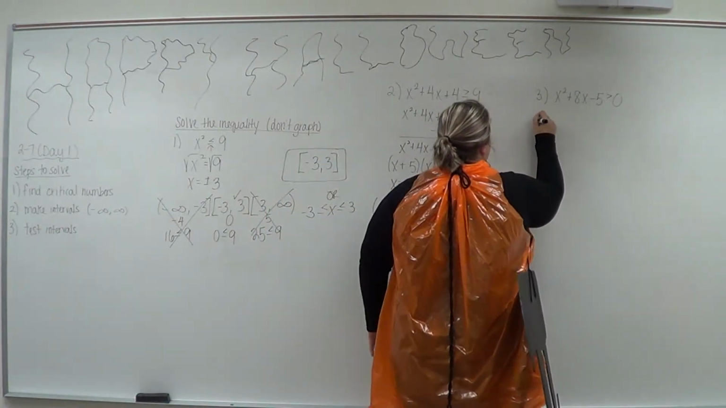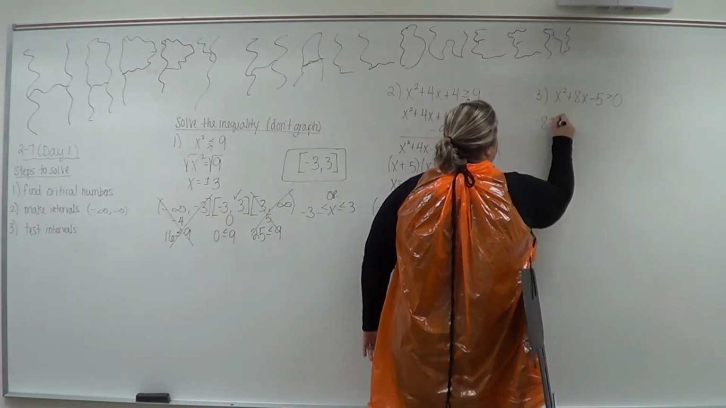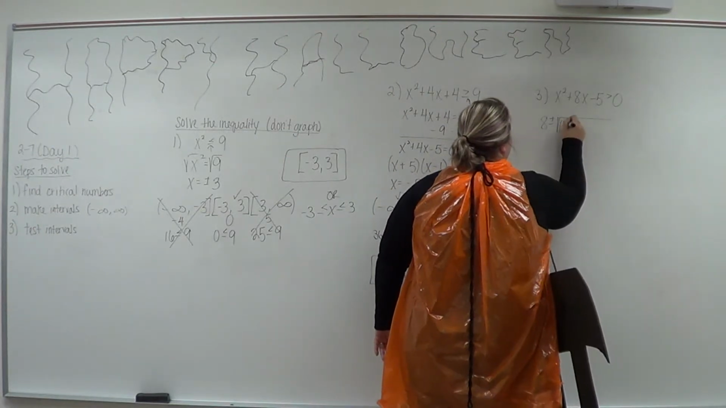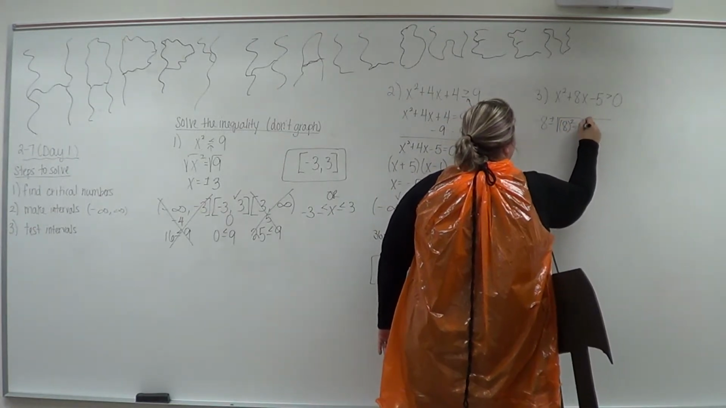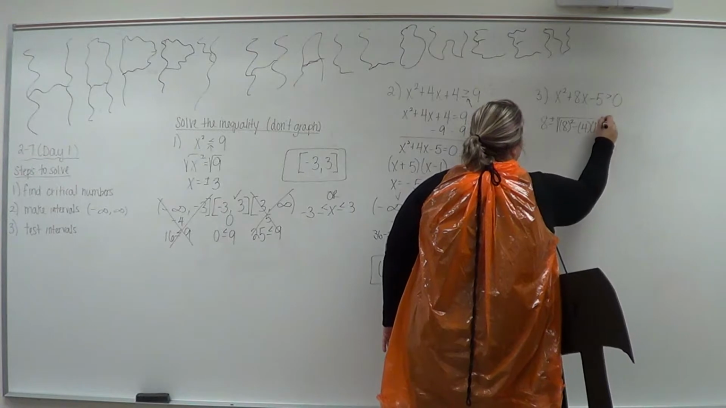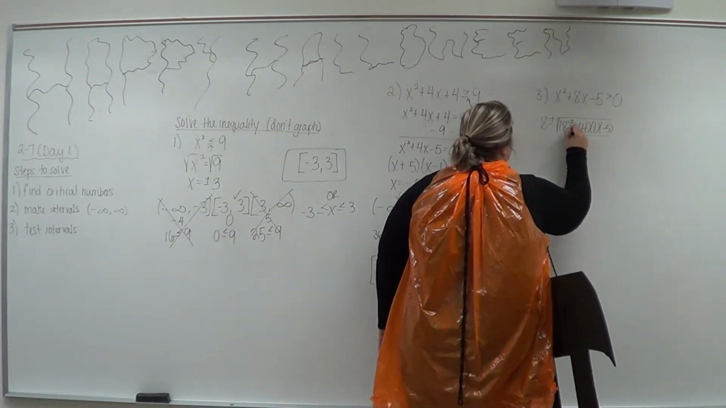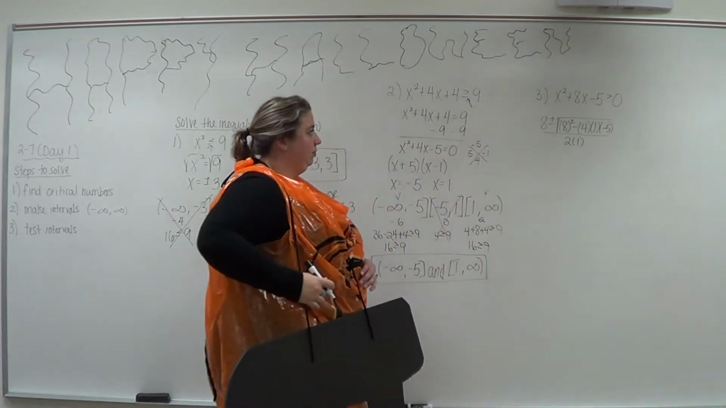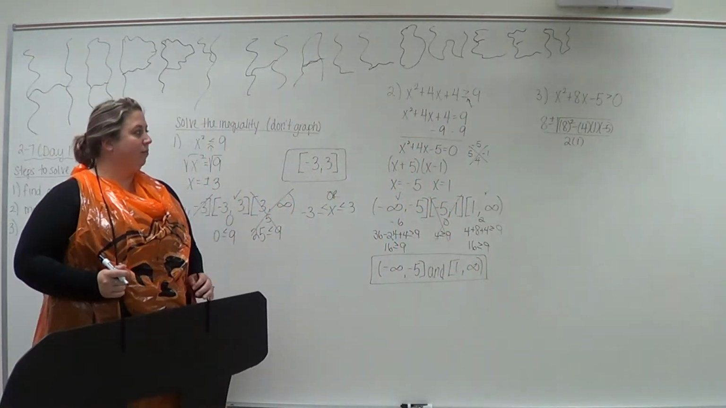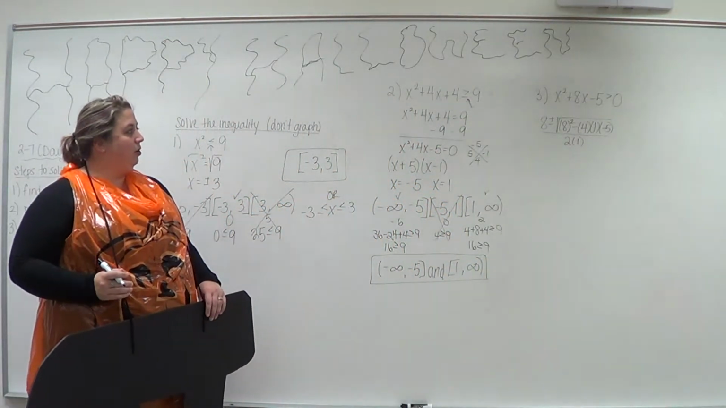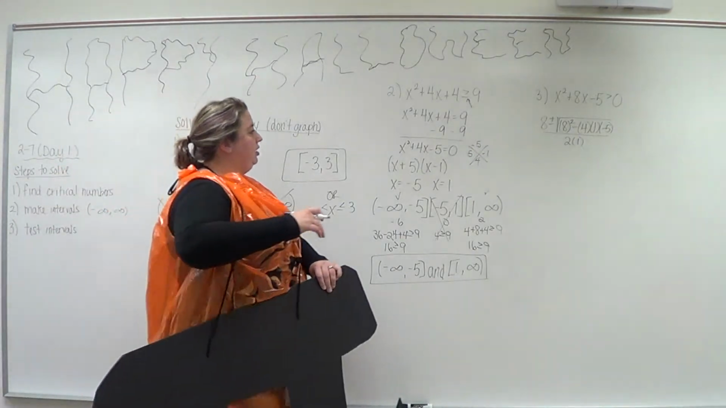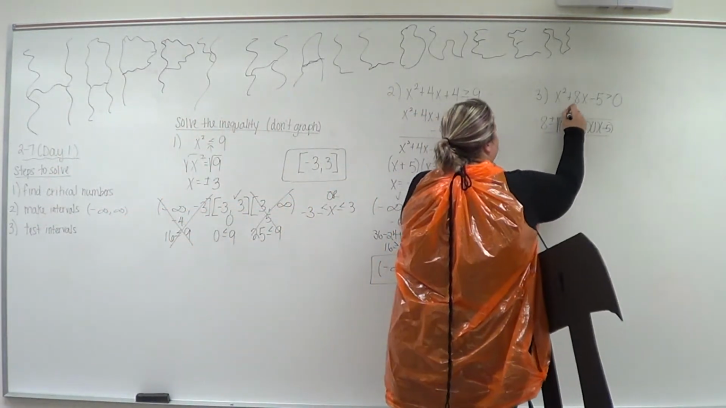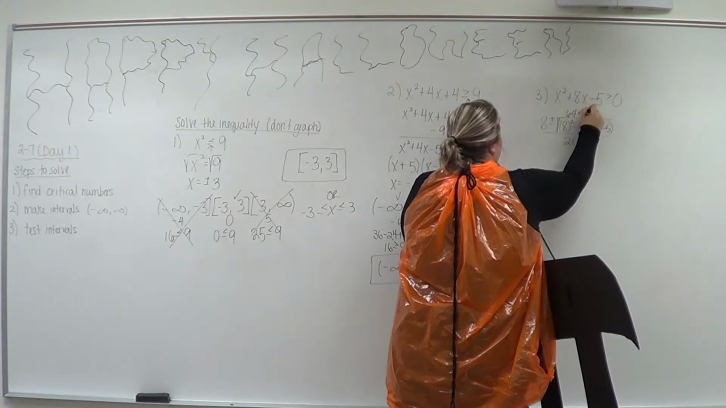So this would be -8 plus or minus the square root of 8 squared minus 4 times 1 times -5, all over 2 times 1. So inside the square root I'd have 64 plus 20, so that's 84.